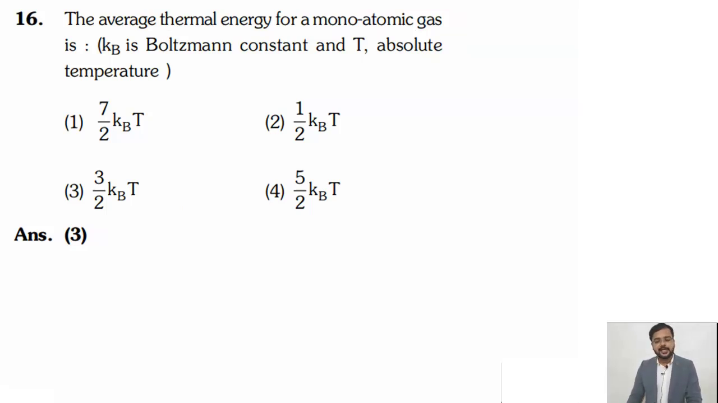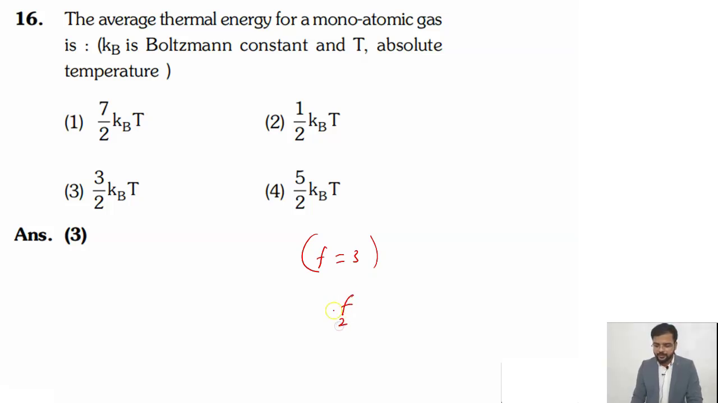In this question, what is being asked? The average thermal energy for a monatomic gas, where Kb is the Boltzmann constant and T is the absolute temperature. So we know that the degree of freedom for a monatomic gas will definitely be F equals 3, correct? And we know that the energy of the gas, the average thermal energy of the gas formula is what?